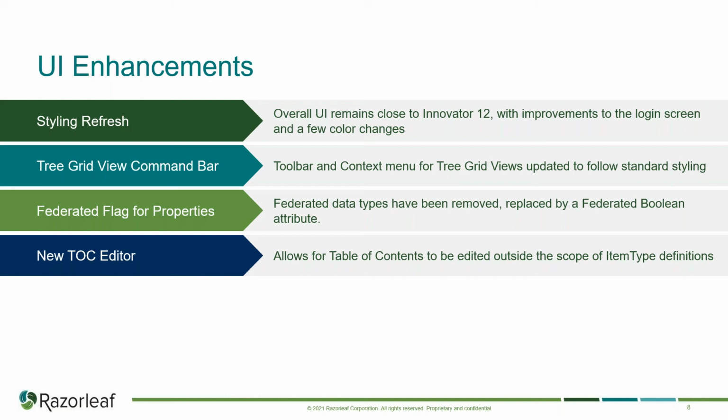Alongside this, federated data types have been removed. Now they will be replaced by a Boolean attribute that you can just check in the item type property definition. And I'll demo that a little bit later. And alongside this, for those of you who do a lot of configuration, this will be a little exciting. There's a new table of contents editor that is kind of like a central location where you can modify the TOC, adjust view access, and all of that, all within one central location outside of the scope of item type definitions. Just makes things a little easier for you.